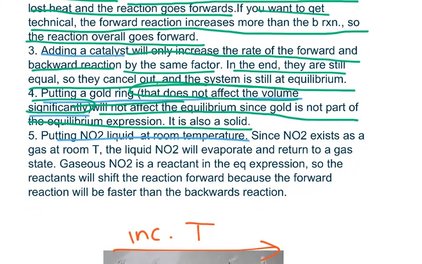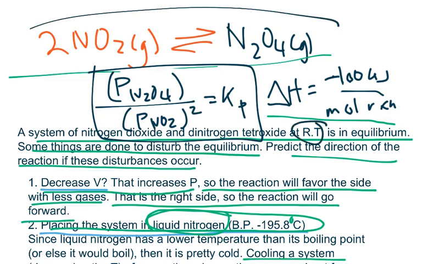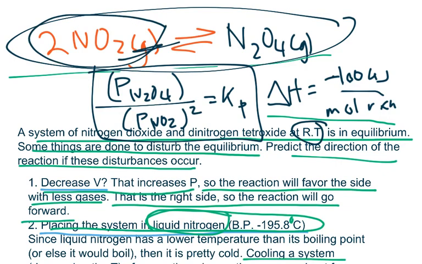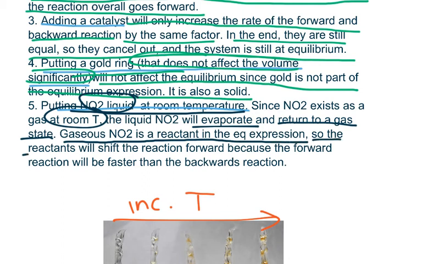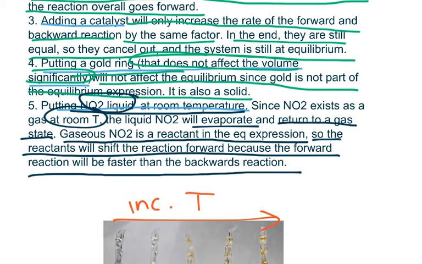Now, number 5, putting in NO2 liquid at room temperature. So at first you're like, oh, it's a liquid. It won't work because it's a liquid, and that's not part of the equilibrium expression. Well, actually, at room temperature, this is the reaction, and we see that NO2 is clearly a gas at room temperature. But since we have some liquid NO2, that means it's going to evaporate or vaporize and return to a gas state at room temperature. And if you remember, gaseous NO2 is a reactant in the equilibrium expression, so the reactants will shift the reaction forward because the forward reaction will be faster than the backward reaction.